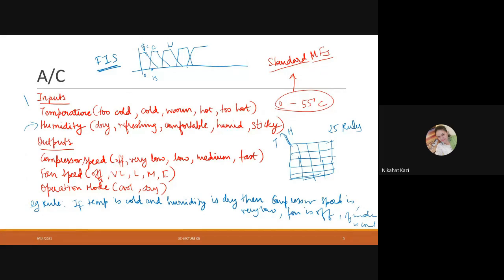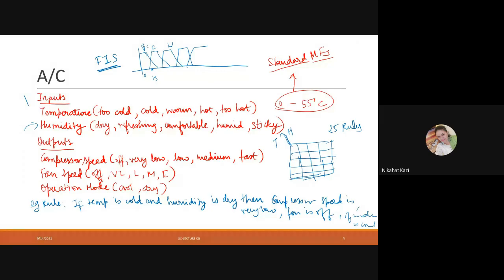So there will be multiple rules which will fire wherever the antecedent contains temperature is cold and temperature is very cold. Those rules will be fired, right? Are you getting it? Similarly for humidity also. Those many rules will be fired, and each rule will be fired to a certain extent. And what is that extent?